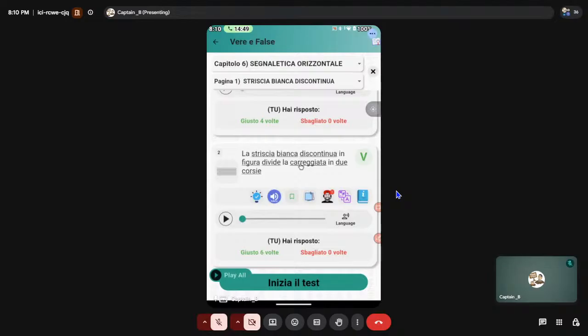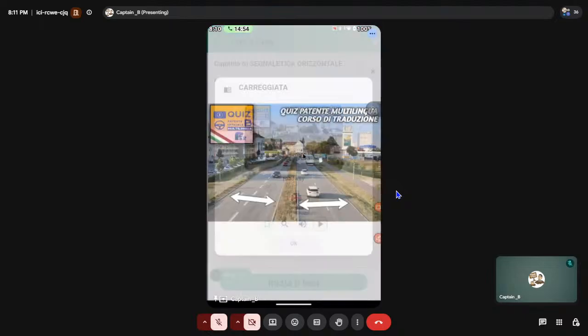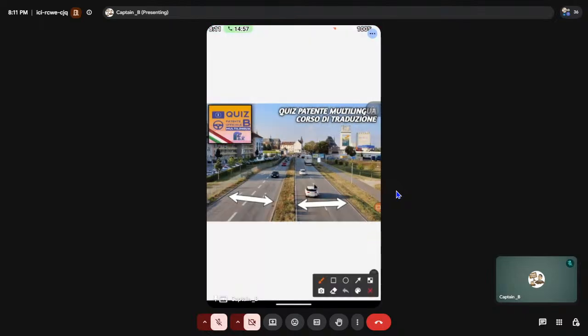Now let me show you how I divide the road. Which line divides the road? Le strisce bianca discontinua. Now, if you zoom carefully on your phone there, you will see that this is the correct way, from here to here, which is this white line. On the correct way, the white line in the middle has divided the road into two lanes. All right? Pay attention. The lane is called corsia. Corsia 1, corsia 2.